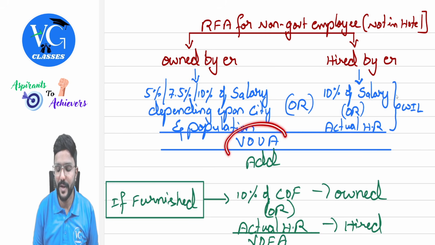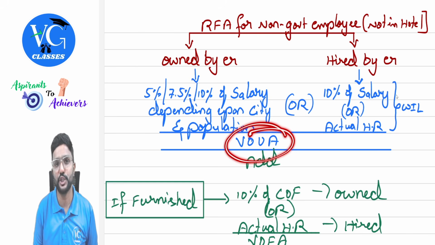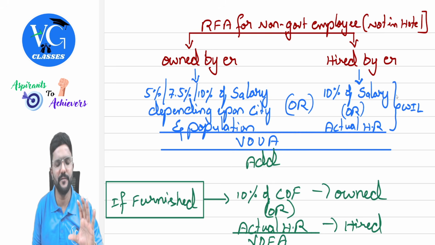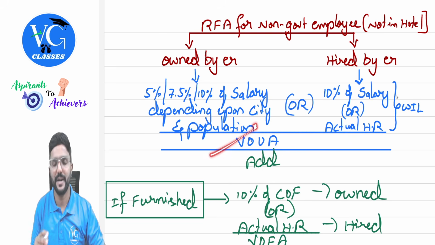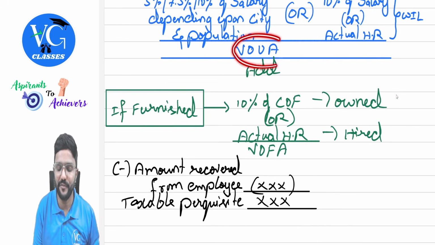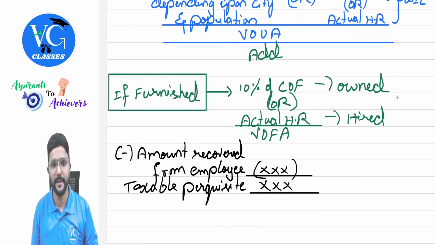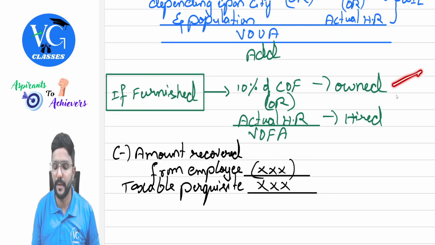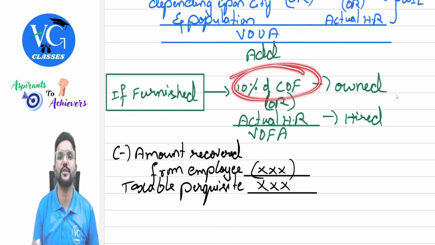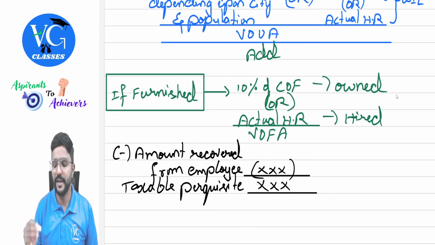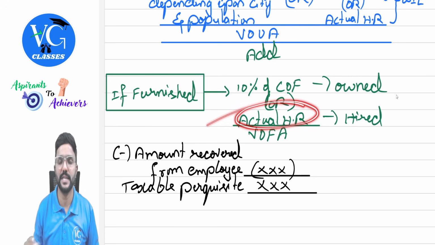Okay. This will be called the value of unfurnished accommodation. Okay, sir. For this, if it is only unfurnished, stop here only. But if it is furnished, for whatever value we have got here, we need to add. If the furniture is owned by the employer, take 10% of cost of furniture. If it is hired, take actual hire charges.